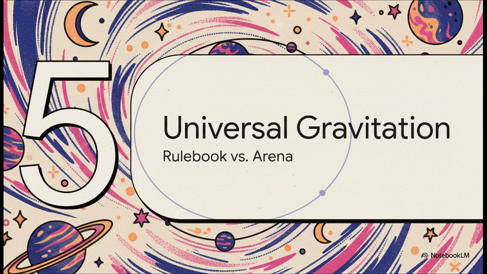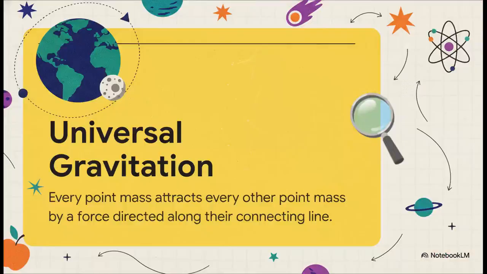Finally, Section 5, universal gravitation and weight. The rulebook versus the arena. Let's pull back and look at the biggest force of all, the one literally governing the cosmos. Newton's law of universal gravitation dictates that absolutely everything with mass in the universe is pulling on everything else. The force is directly proportional to the product of their masses and inversely proportional to the square of the distance between their centers. This gives us that classic equation, F equals G times M1 times M2 divided by distance squared.